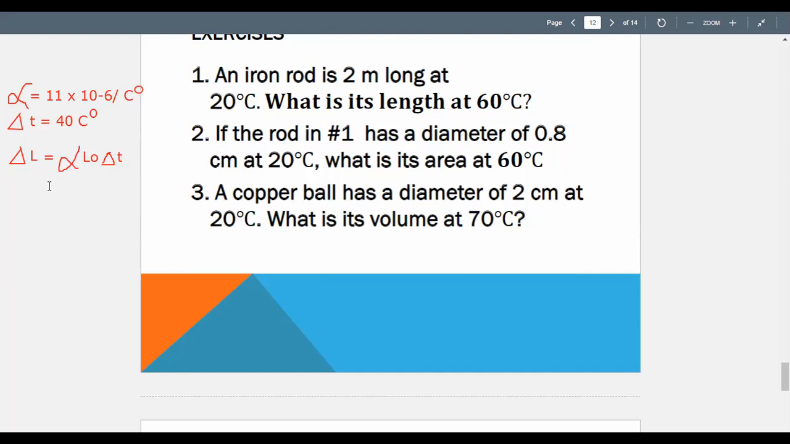So therefore, our expression here is equals to 11. Can you multiply for me? 10 to the negative 6. That's an exponent, please take note. And then L0 is 2 meters, and then delta T is 40 Celsius degree. Since that's a length value, what remains eventually is our unit of meter. Can somebody please multiply that?